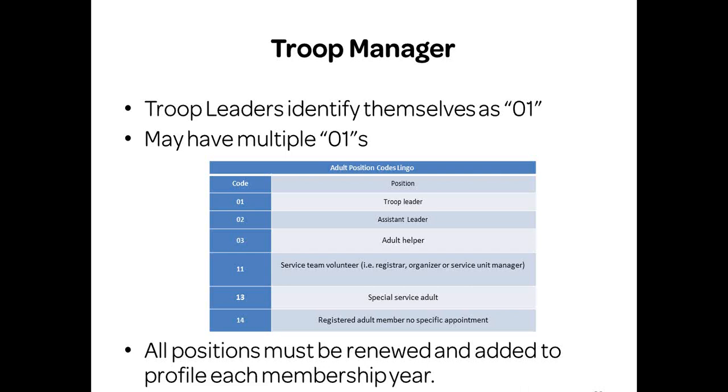You have your service unit team positions, which are 11. This year we're going to add a new position on, and that is the 13 position. We have many adults who have girls in multiple troops. Maybe they don't participate or need a background check. They just need to be seen in 2 rosters. Then they're going to select the 13 position. So it's called Special Service Adults, but that just means that you are an adult participating in troops, and you are not participating in a capacity in which you would need a background check. And all positions must be renewed each year.